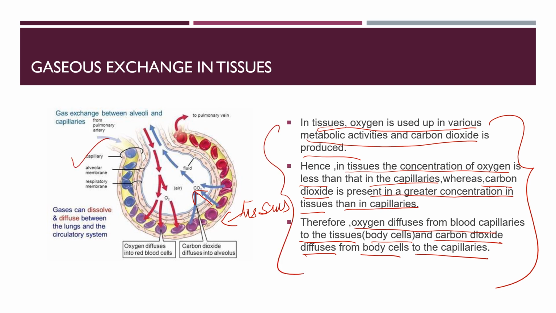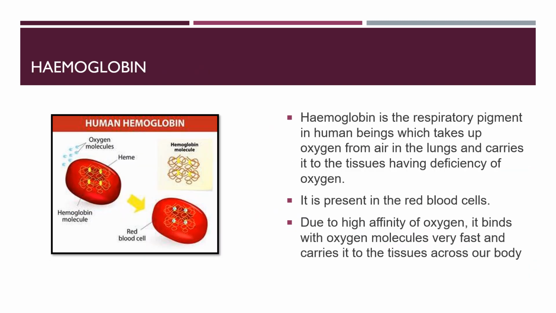Now we will see what the hemoglobin is doing. Now we all know what hemoglobin is, right? Hemoglobin is a respiratory pigment present in human beings, and it takes up oxygen from the air in the lungs and carries it to the tissues having a deficiency of oxygen. If this is the hemoglobin, it is present in the blood capillaries. When oxygen is diffusing out from the alveoli to the blood capillaries, it is combining with the hemoglobin, making it oxyhemoglobin.